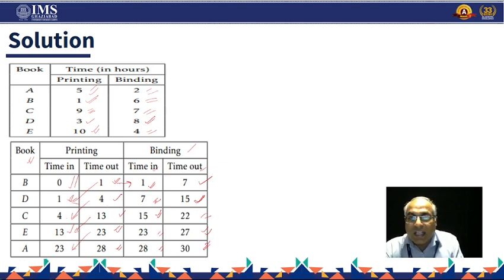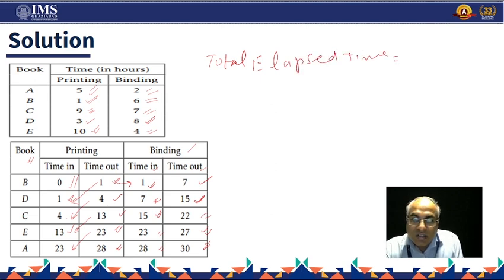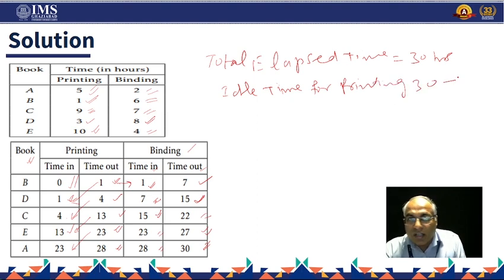So total elapsed time, I can write total elapsed time. Total elapsed time is 30 hours. Idle time for printing. At 30, all the jobs are over, but at 28 the printing machine was free. So 2 hours is the idle time.